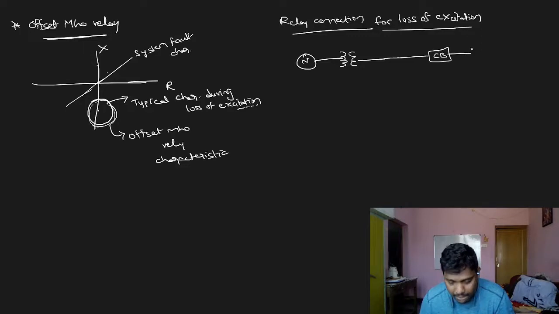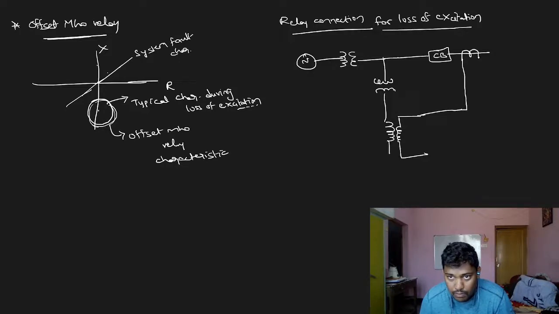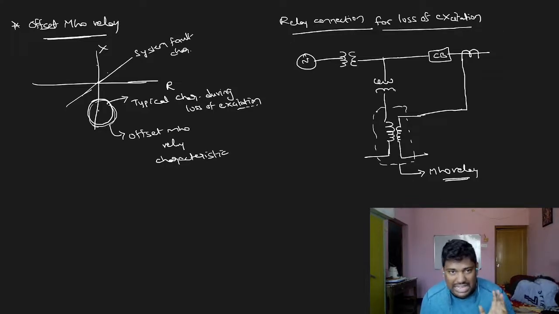Circuit breaker. So this is mho relay, right? This is how it is connected to the alternator whenever excitation is lost suddenly.